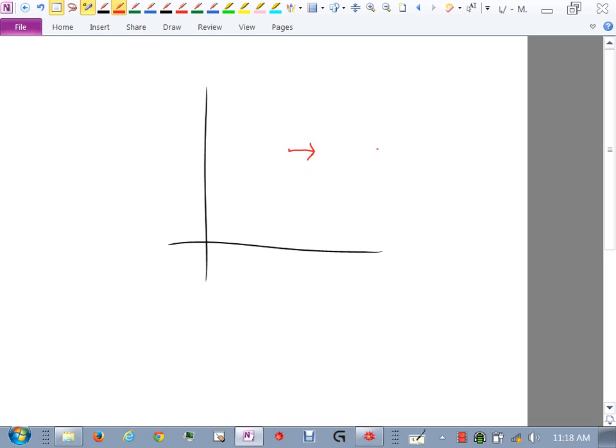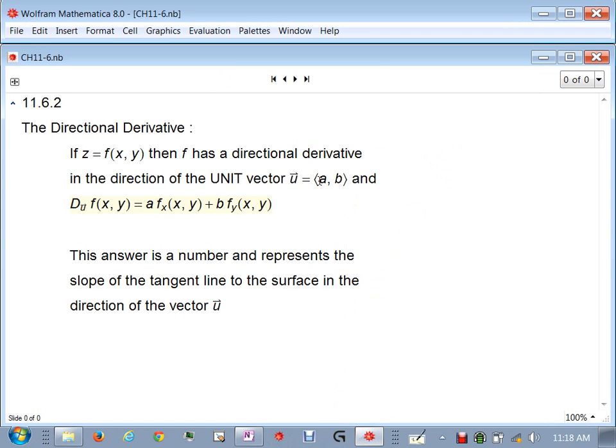What would be u here? That would point us down the x-axis. 1, 0, the vector 1, 0, do you all agree? That's a vector that points in the direction of the x-axis, has a length of 1. If you go back to this formula and you plug in 1, 0 here, what do you get? 1 here, 0 here, 0 kills that, right? And what do you get? The partial with respect to x, don't you? Which is exactly what we did before.